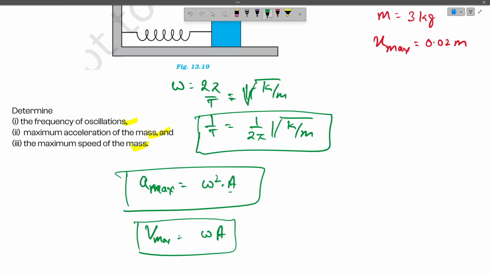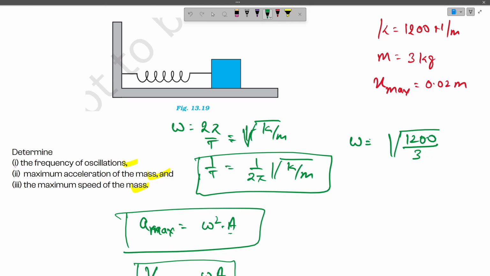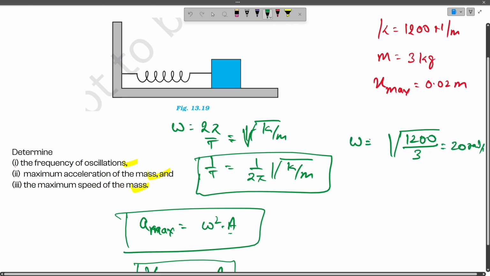Now omega can be calculated as per the given data. We have been given that the spring constant is 1200 Newton per meter. So omega would be equal to root under 1200 divided by mass, that is 3 kg. Upon calculating, this would be equal to root 400, that is equal to 20 radian per second.